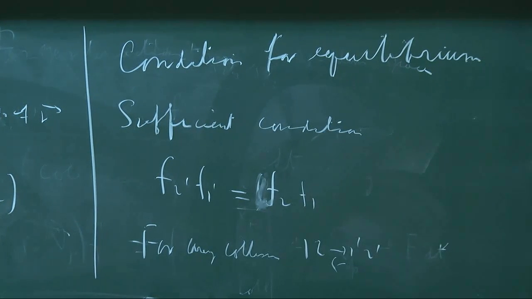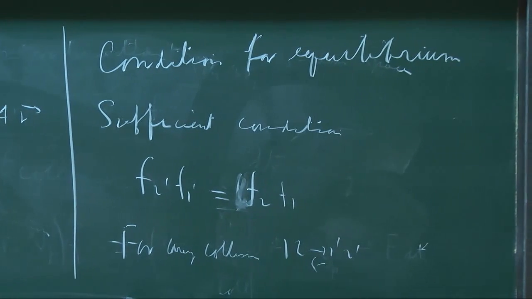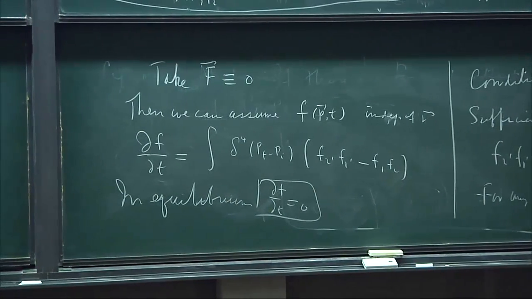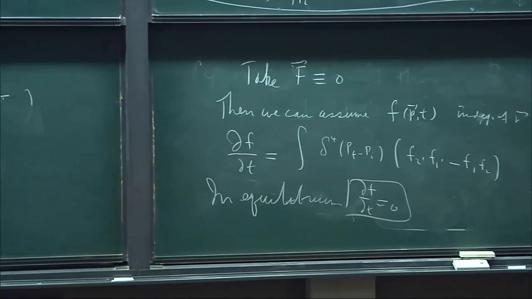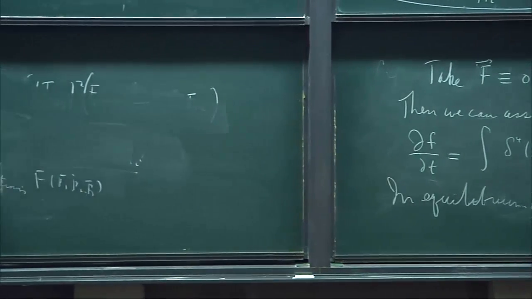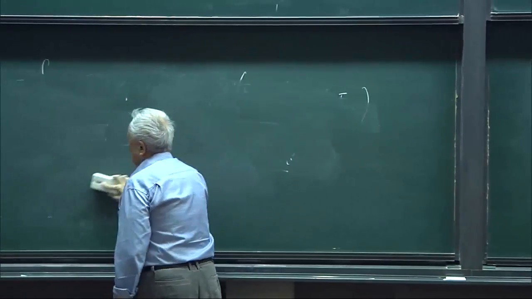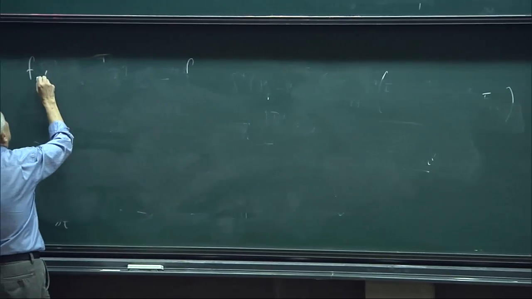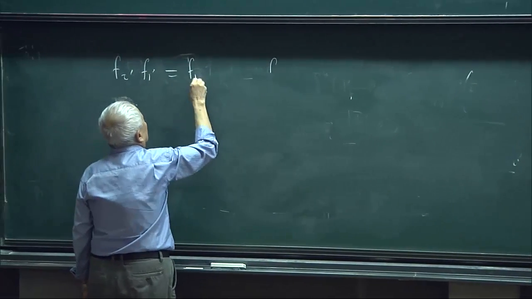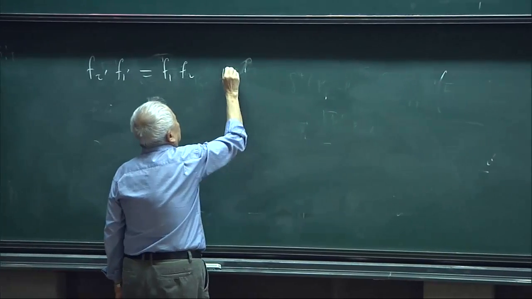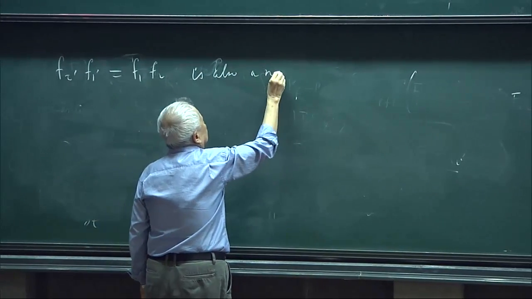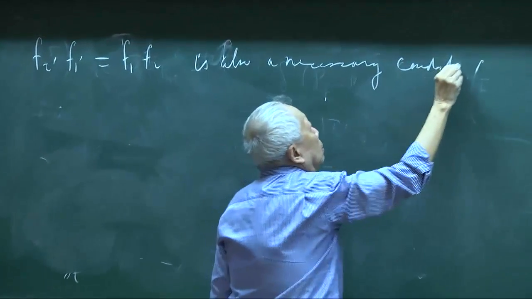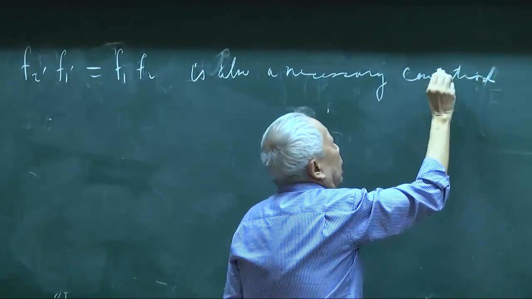So that needs to be proved. That is, if this is 0, then this must be equal to 0. That's not obvious. You have to prove that. That's a necessary condition. That condition is also necessary. And the proof is due to Boltzmann.